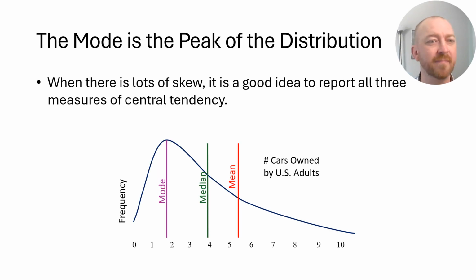Okay, so when there's a lot of skew, it's probably a good idea to report all 3. For example, if I were to have this distribution where the mode is significantly lower than the median and the median is significantly lower than the mean and so on, I would probably report all 3 to some interested party. So if somebody were to ask me, hey, what's the number of cars people on average own in the United States? I would probably say, well, the arithmetic average is something like 5.3 or whatever. The median, however, is closer to just below 4, and the mode, in other words, the most common number of cars people own, is something like 1.4 or something.